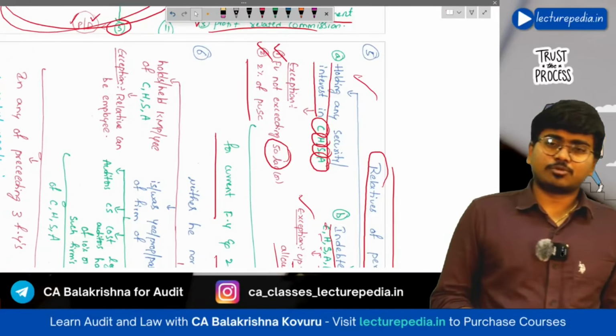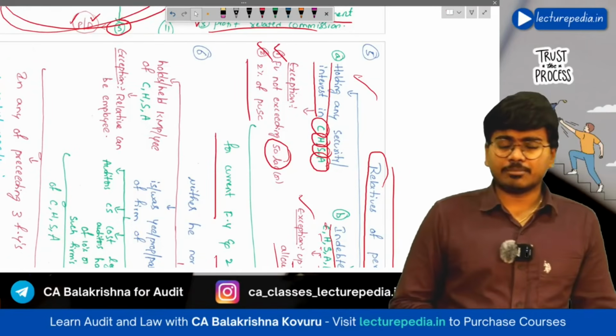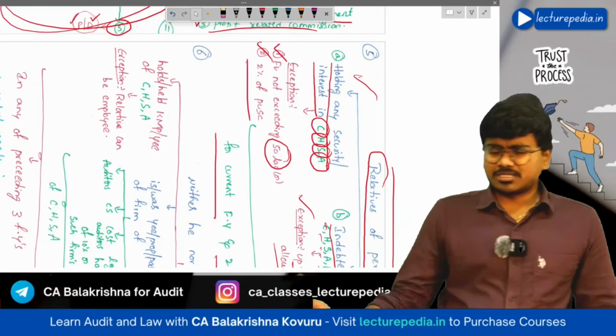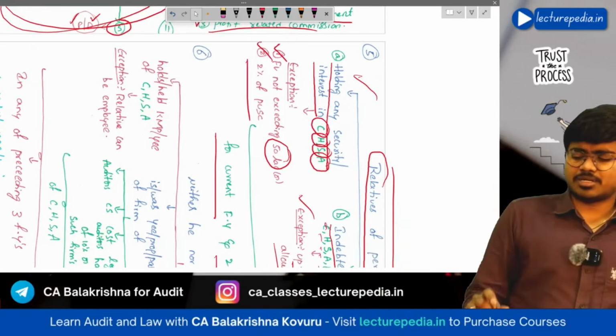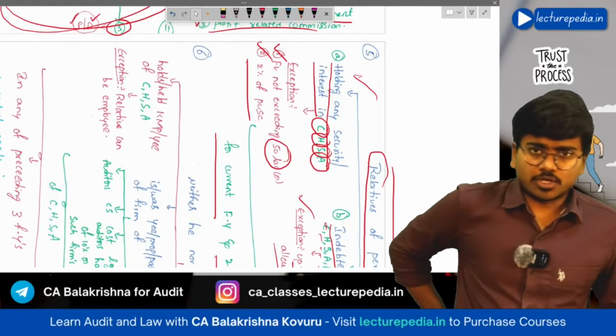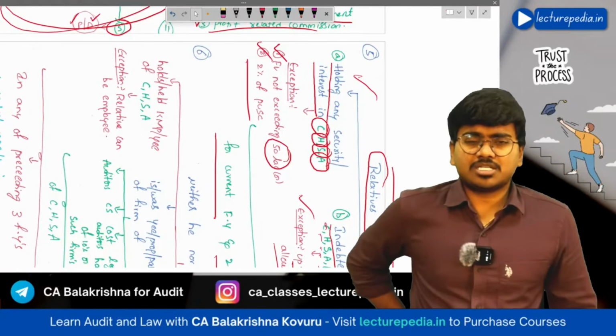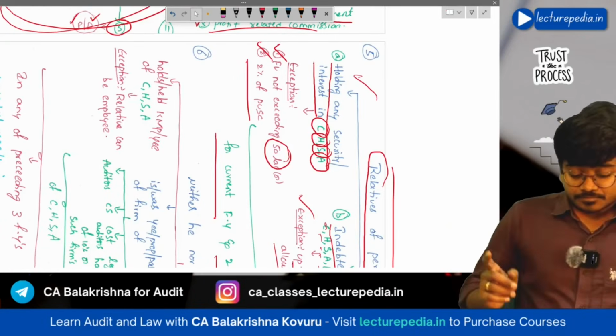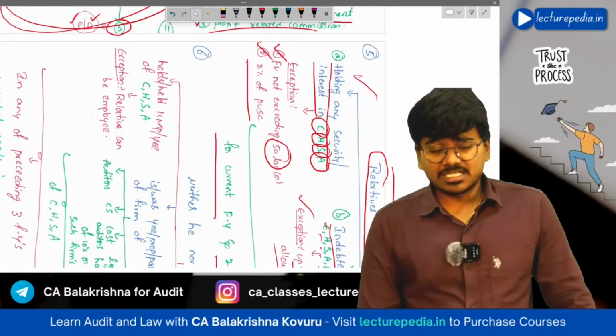However, exception is up to 50 lakh rupees. Should not be indebted to the company, holding company, subsidiary company, associate company. Wherever I say company, you should include all these four: company, holding company, subsidiary company, associate company. However, indebtedness up to 5 lakh is allowed.